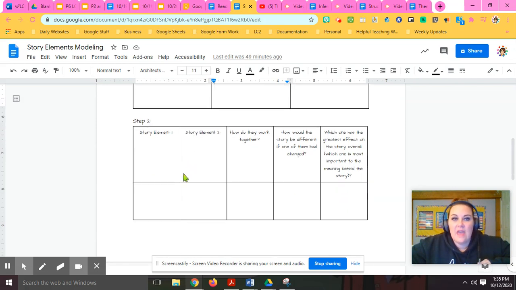Okay. Then once I identify all 3 of those, I'm going to choose 2 to examine their relationship together. I'm going to write them down and then I'm going to answer the question, how do they work together? How would the story be different if one of them had changed? And which one had the greatest effect on the story overall? Which, if it would have changed, the story would have changed completely.